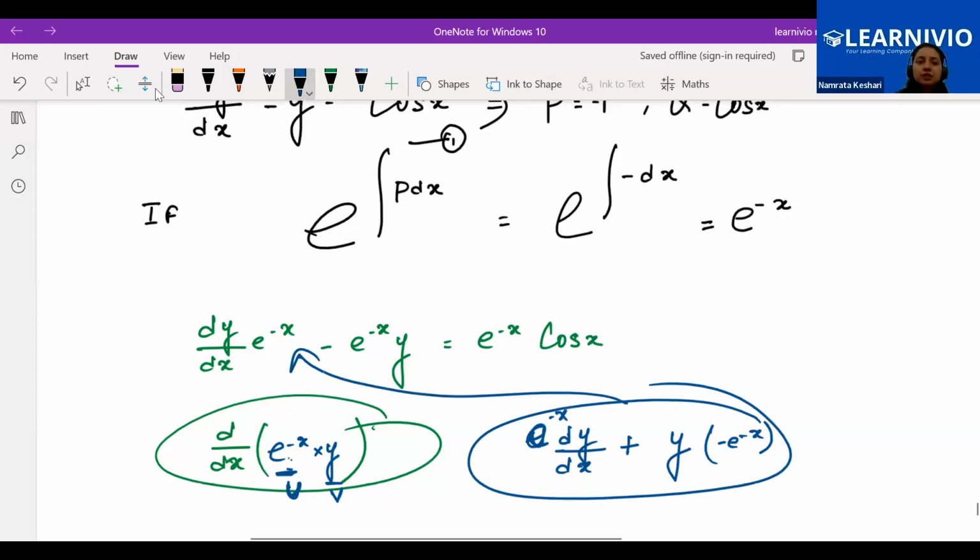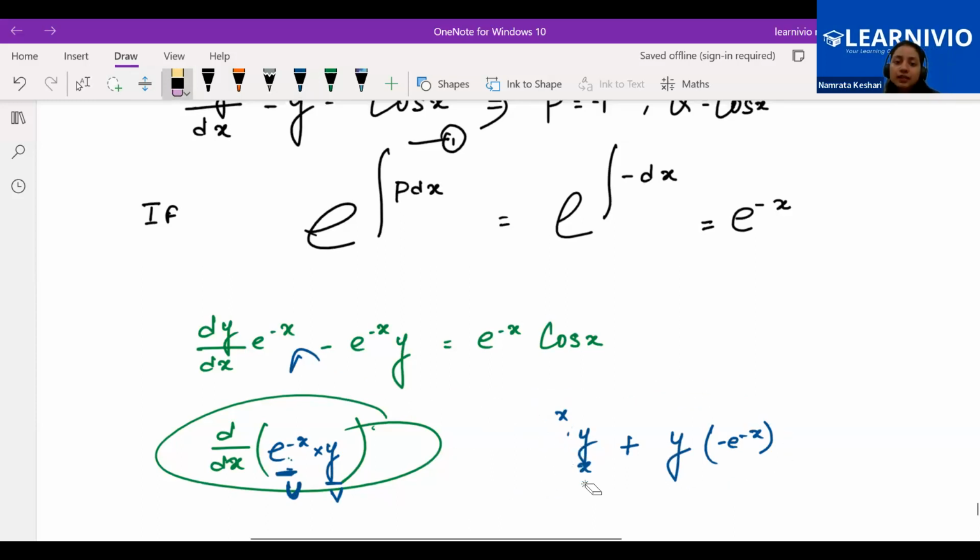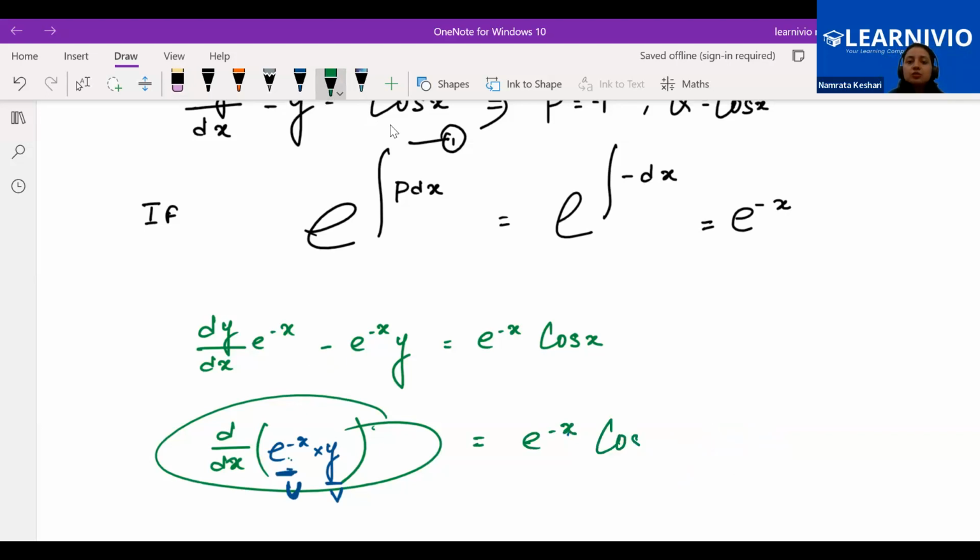So basically, we have to multiply the integrating factor we have got on both sides. This is the explained way, this is how we have to proceed, and we will end up having this. On the other side, we still have just e to the power minus x into cos x.